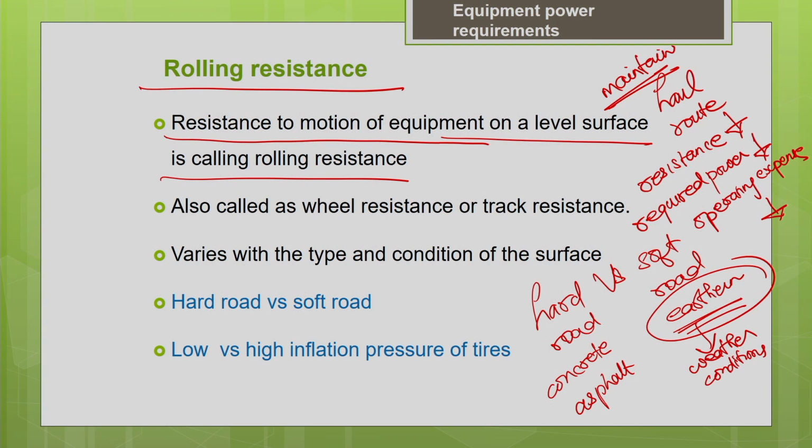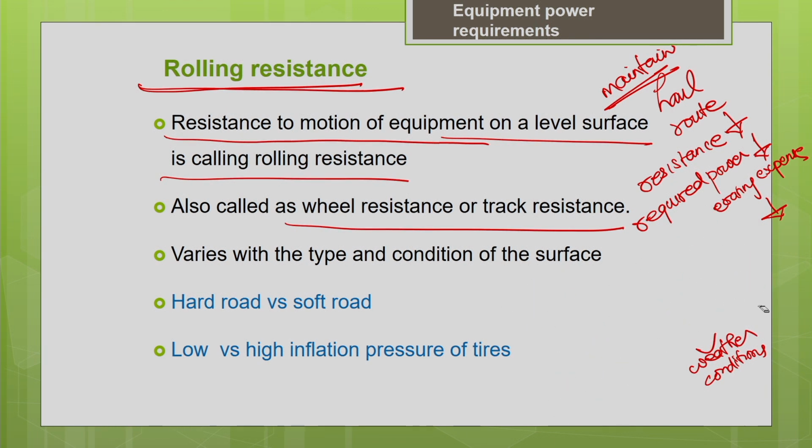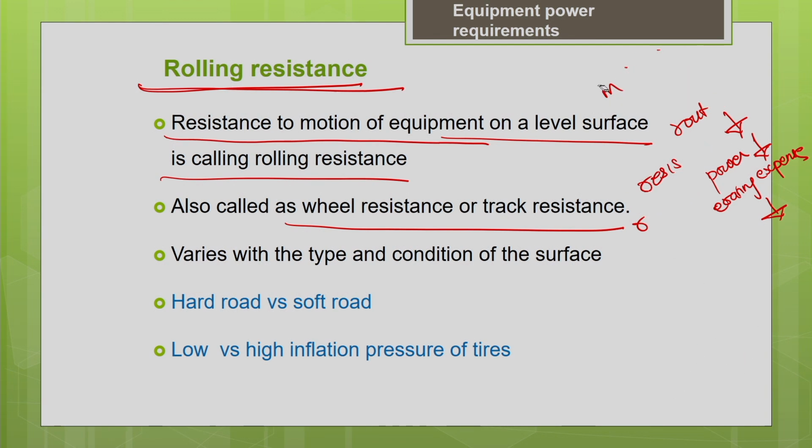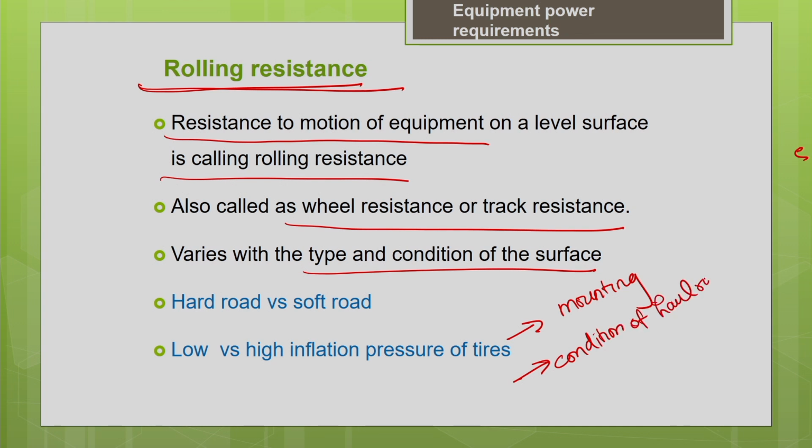So, basically this rolling resistance, you can even call it wheel resistance or track resistance, depending upon what type of mounting your machine is going to have. It may be a wheel mounted machine or it can be a crawler or track mounted machine. According to that you can call it wheel resistance or track resistance. As I told you, it varies a lot with the type and the condition of the surface, and also it depends upon the mounting, and the condition of your haul route.